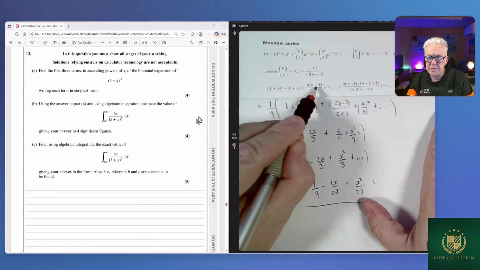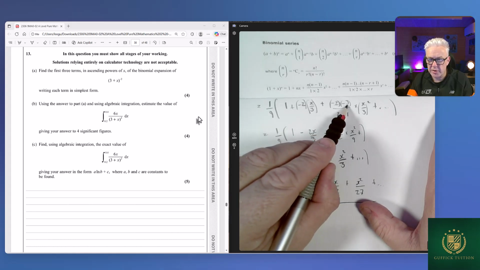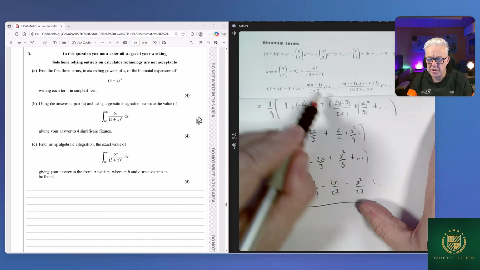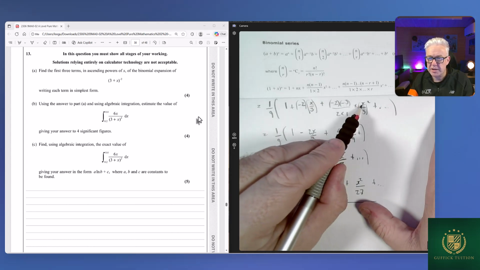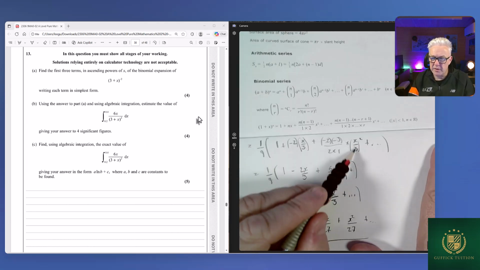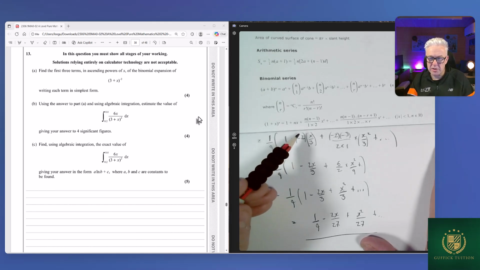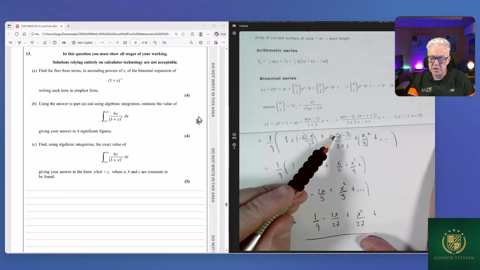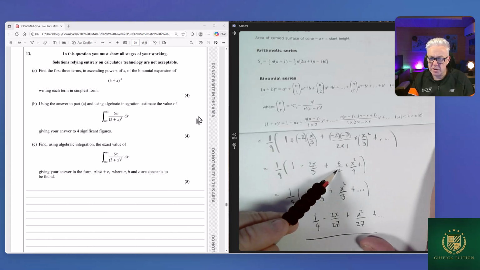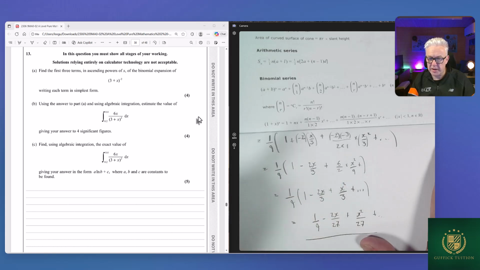Then it's n times n minus 1, which is going to be minus 2 times minus 3 over 1 times 2, or 2 times 1, times x squared. And our x is x over 3, so that's going to be x over 3 all squared. So we can work out what that is now. So that goes to minus 2 x over 3, and then minus 2 times minus 3 is plus 6 over 2, and x over 3 all squared is x squared over 9.